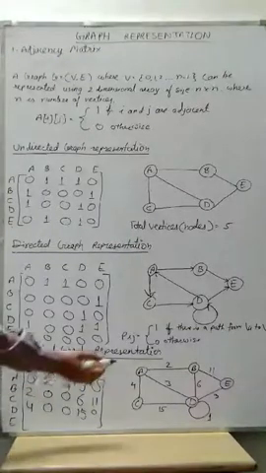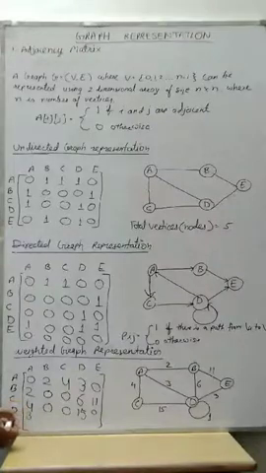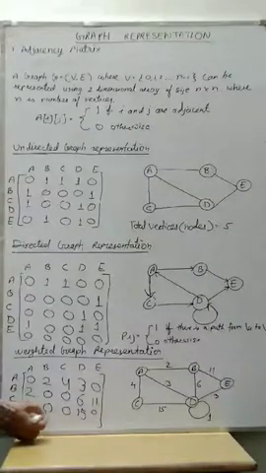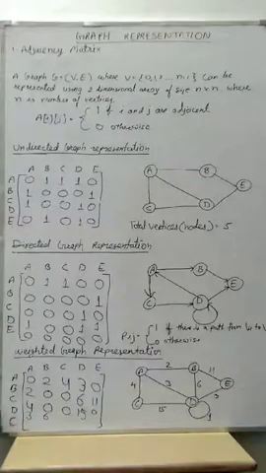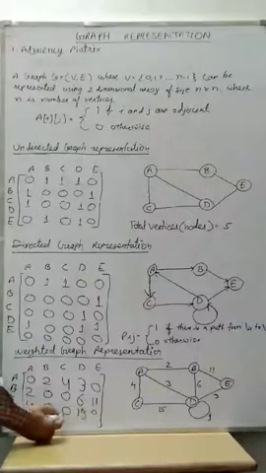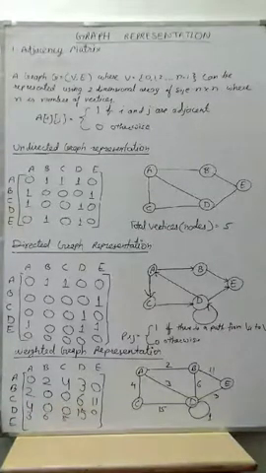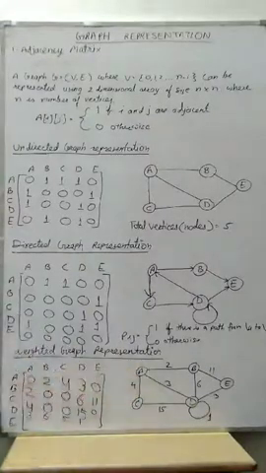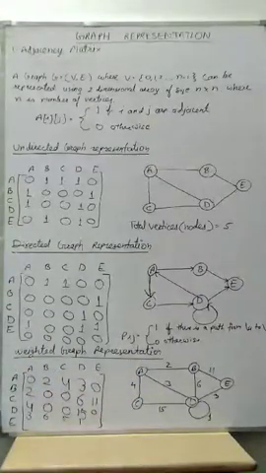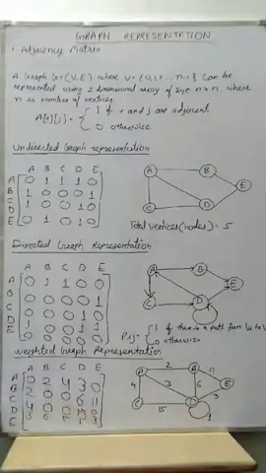D to A, yes, there is an edge, weight is 3. D to B, yes, the edge is present and the weight is 6. D to C, yes, the edge is present, weight is 15. D to D, yes, a self loop is present, so the weight is 1. D to E, yes, there is an edge and the weight is 3.